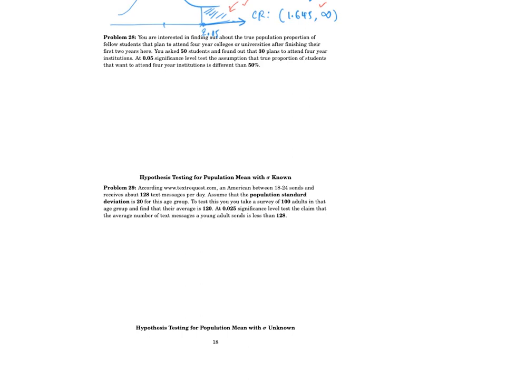Now this problem is involving hypothesis testing, but for population mean, and in this case your sigma, or population standard deviation, is known. So that becomes very standard. Again, you have to make sure of normality, either explicitly given in the problem, or you have to make sure that n is greater than or equal to 30, which in this case it is, 100, right?